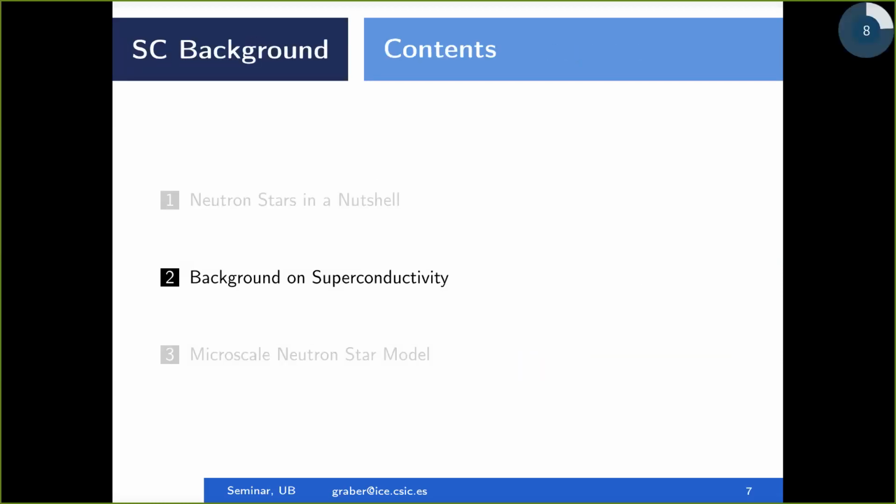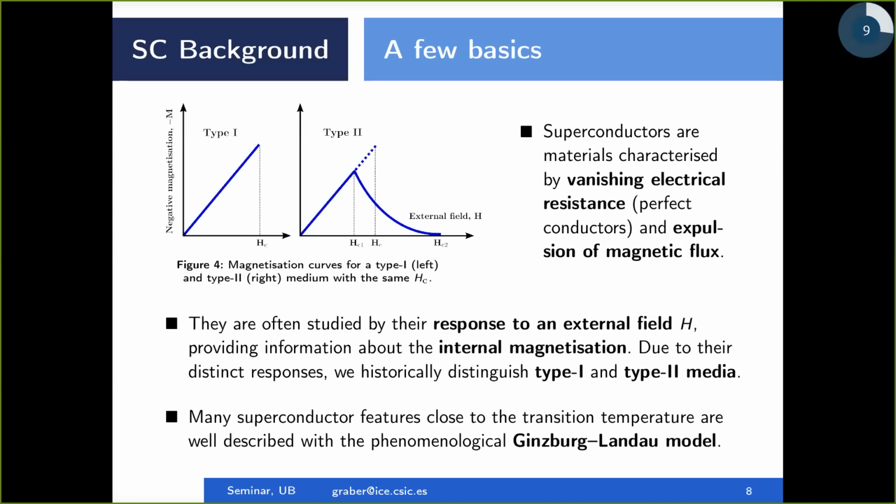All right, so a few words on superconductivity. As everyone likely knows, superconductors are systems that have vanishing electrical resistivity, resistance. So they're basically perfect conductors, and they exhibit the Meissner effect. So they expel their magnetic flux.